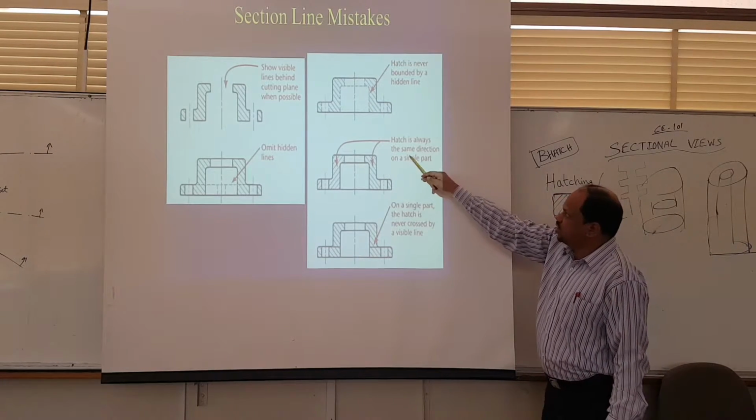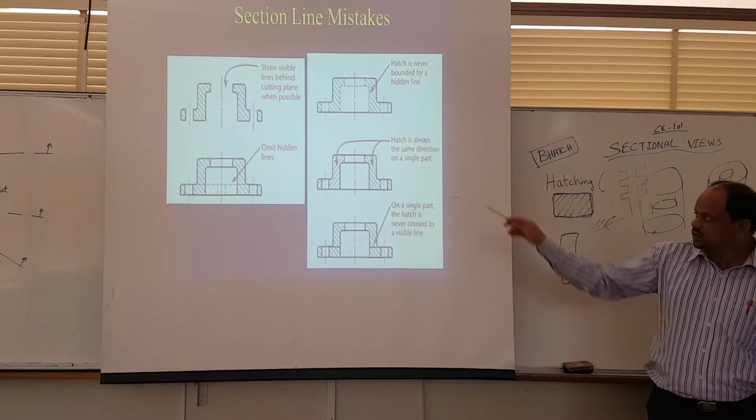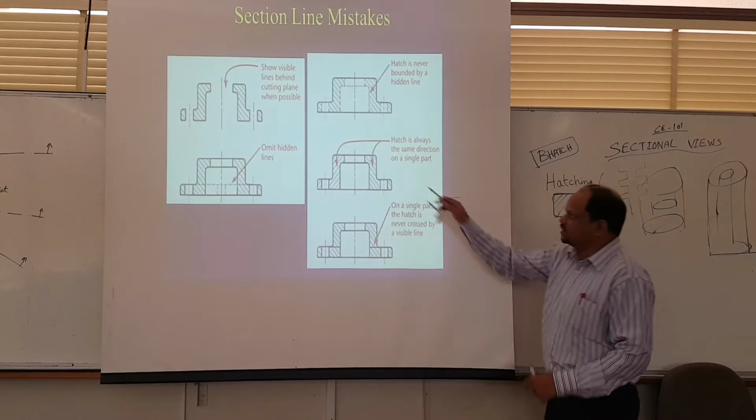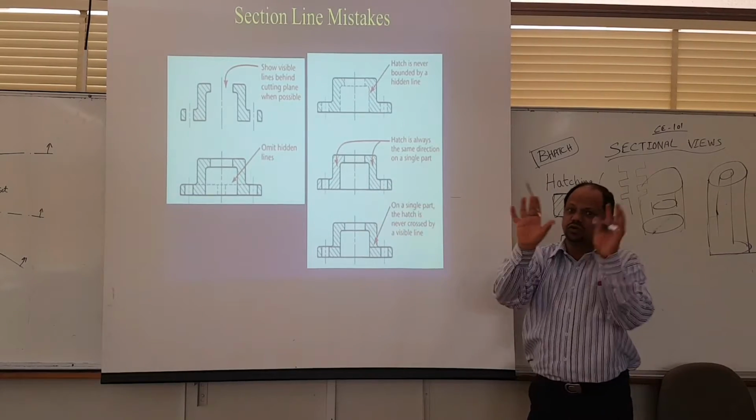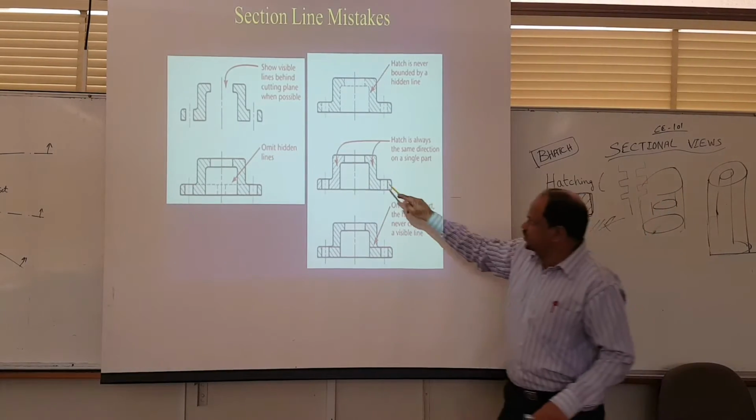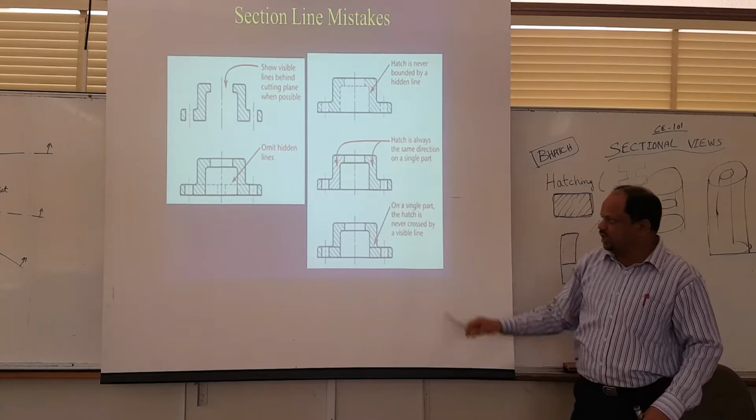The hatch is always in the same direction on a single part. What is the difference in that? What is happening? These lines have this slope and these have this slope. So this indicates these are two different parts as per standards of drawing. If this is the slope, here also it should be in the same direction. It cannot have two different directions of slope.